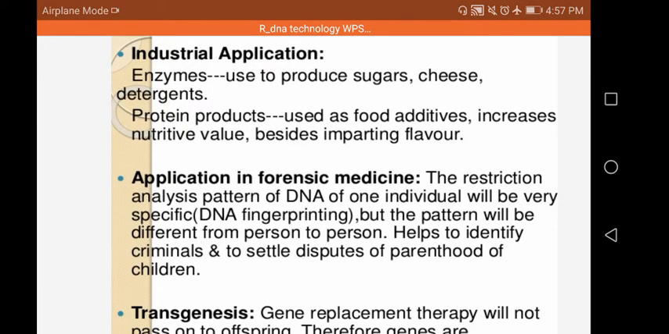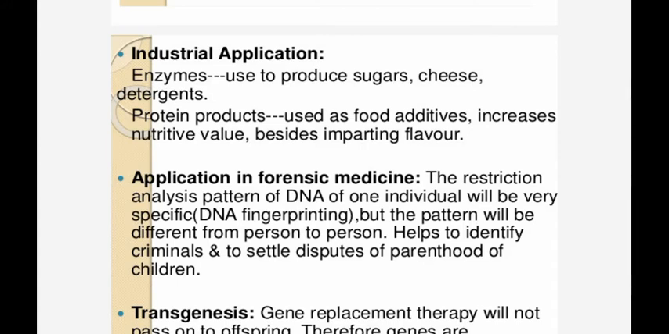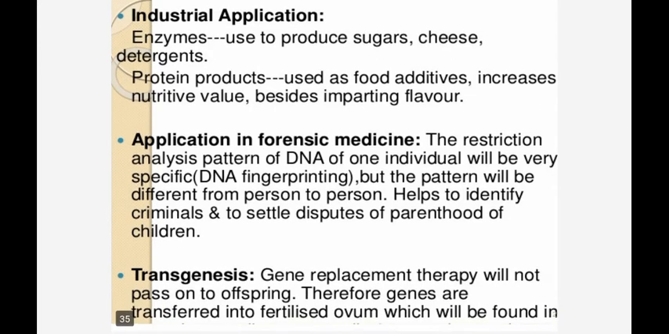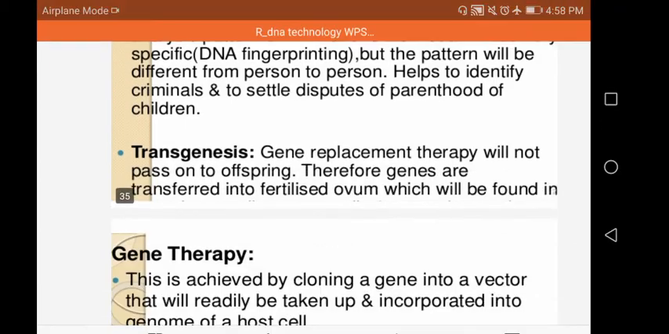Then industrial applications: enzymes used to produce sugar, cheese, detergents, etc. Protein products used as food additives, increasing nutritive value besides imparting flavor. Applications in forensic medicine: restriction analysis. The restriction pattern of DNA of one individual will be very specific, but the pattern will be different from person to person. It helps to identify criminals and to settle disputes of parenthood of children.